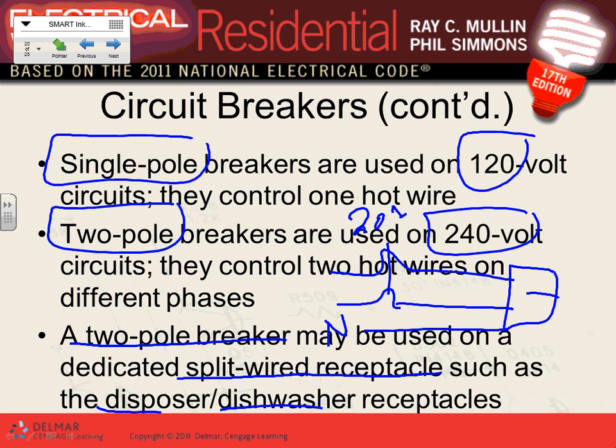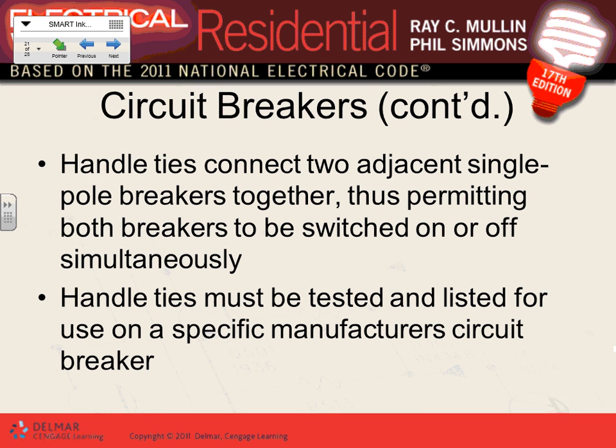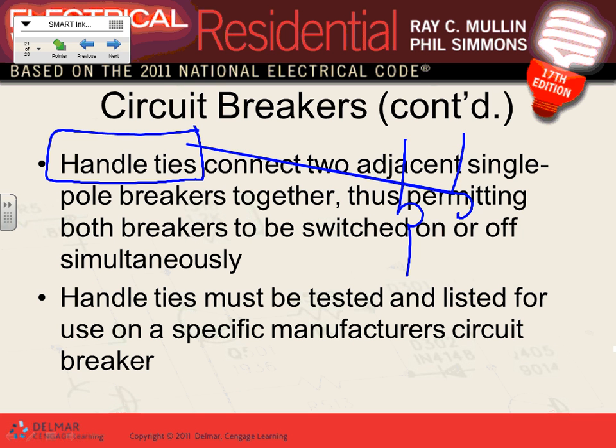Now, you can gang single-pole breakers to make two-pole or three-pole. Everybody knows when we gang them together? There's a limitation on that. With an approved, listed handle tie, single circuit breakers can be ganged together to protect multiple poles. Here's one, here's two, and here's three, and there's a handle here. You guys have seen them ganged together. This is a three-pole circuit breaker ganged together.